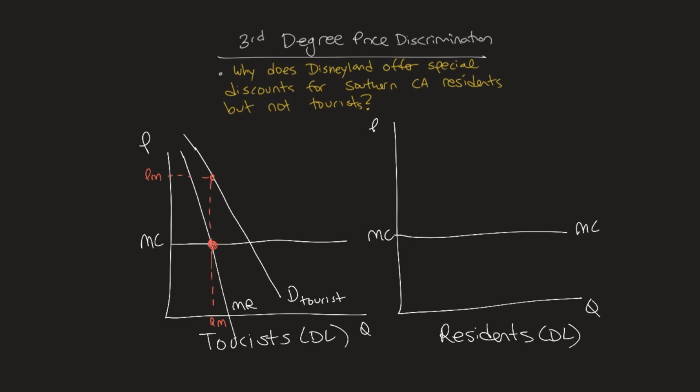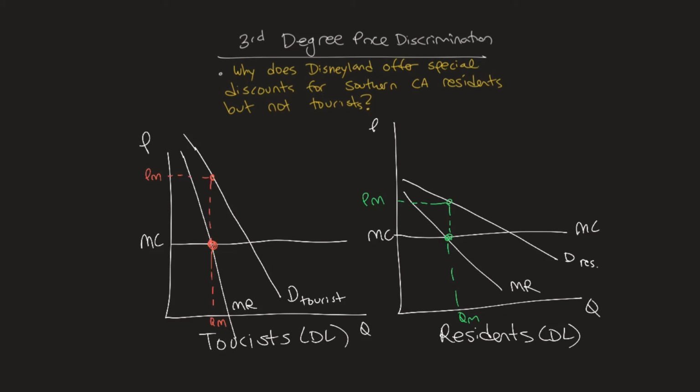Now let's look at residents. Residents live nearby. They're Southern California residents, so they can go to Disneyland whenever. So to entice them to come to the park, knowing that they have an elastic demand, so this is residents, here's their marginal revenue. Again, let's find our MC equals MR, go up to the price. And this is our monopoly price for our residents. And this is the amount of residents that'll visit.